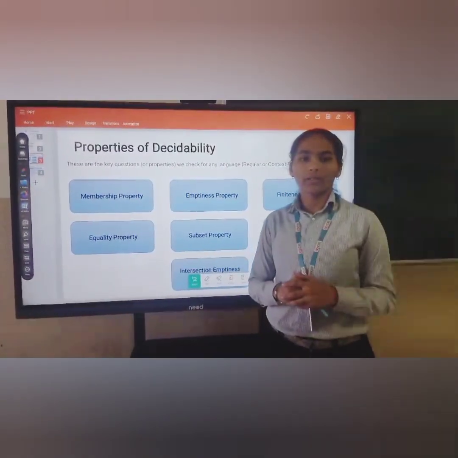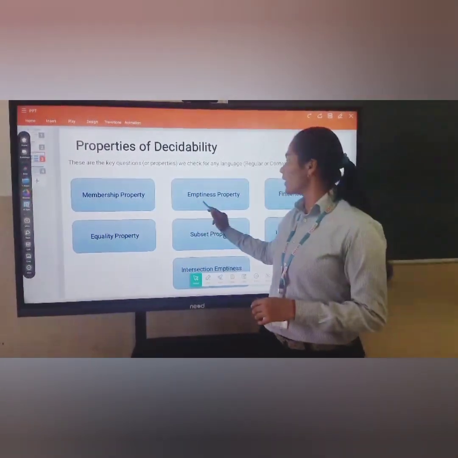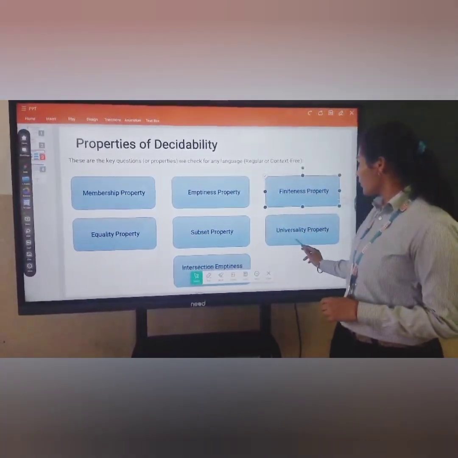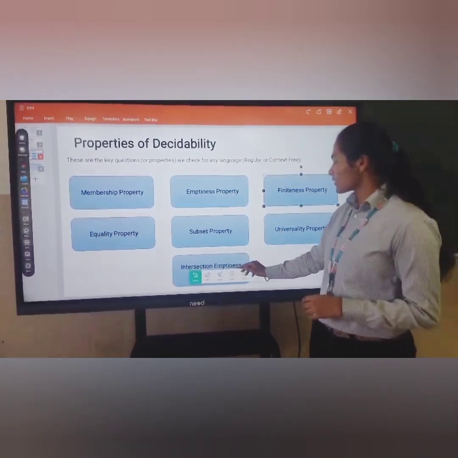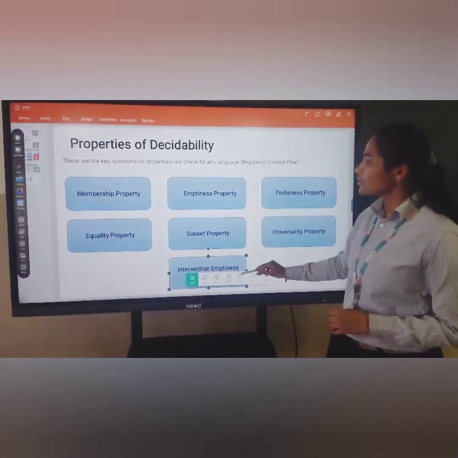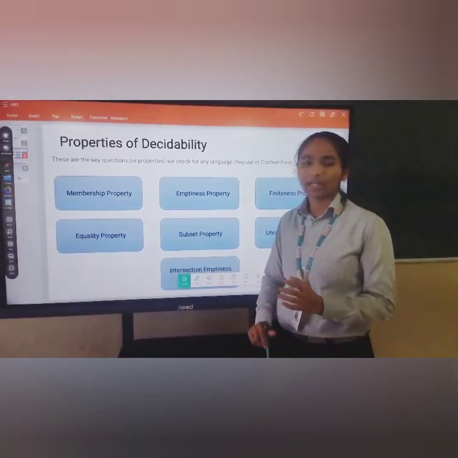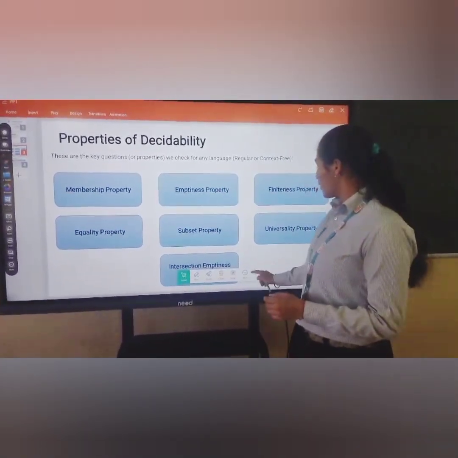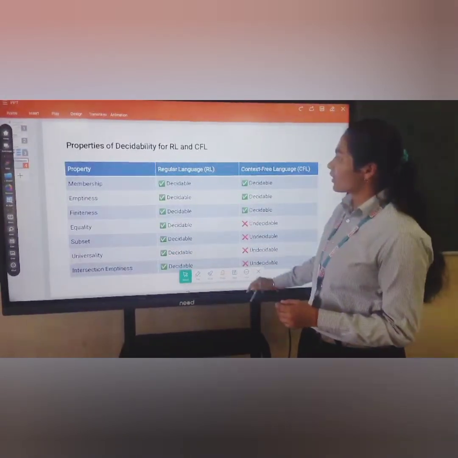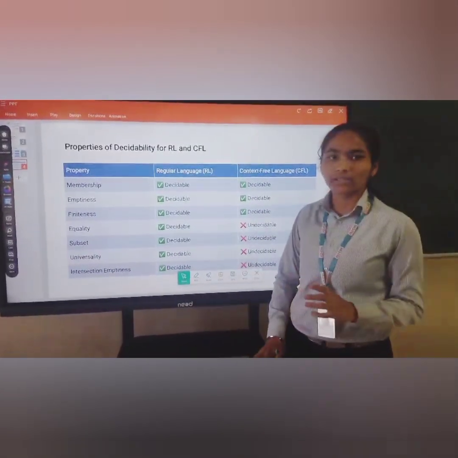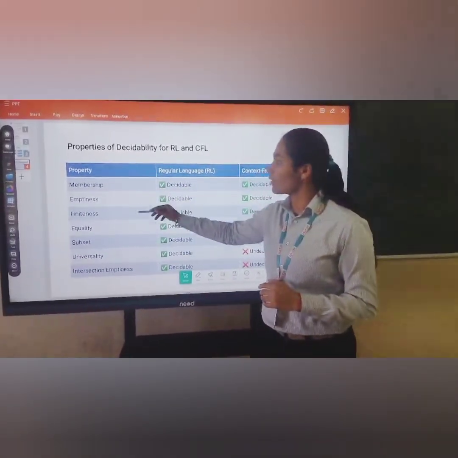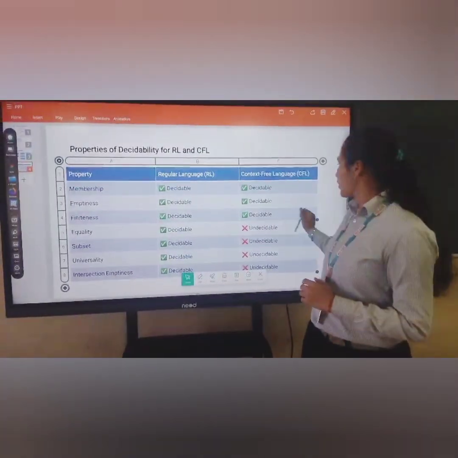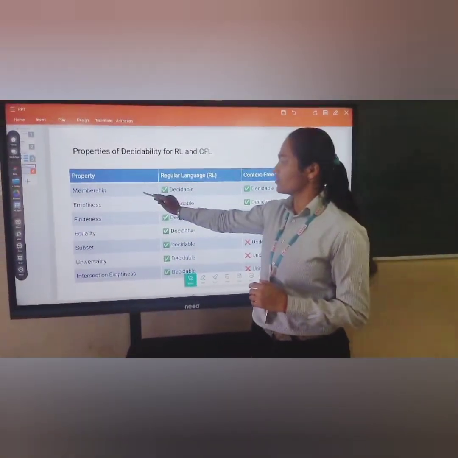So here are some properties of decidability: membership property, emptiness property, finiteness property, equality property, subset property, universality property, and intersection emptiness property. We are going to check these properties to see whether a particular language is decidable or not. We'll see them one by one. In table format we see whether these properties are decidable for regular language or context-free language.